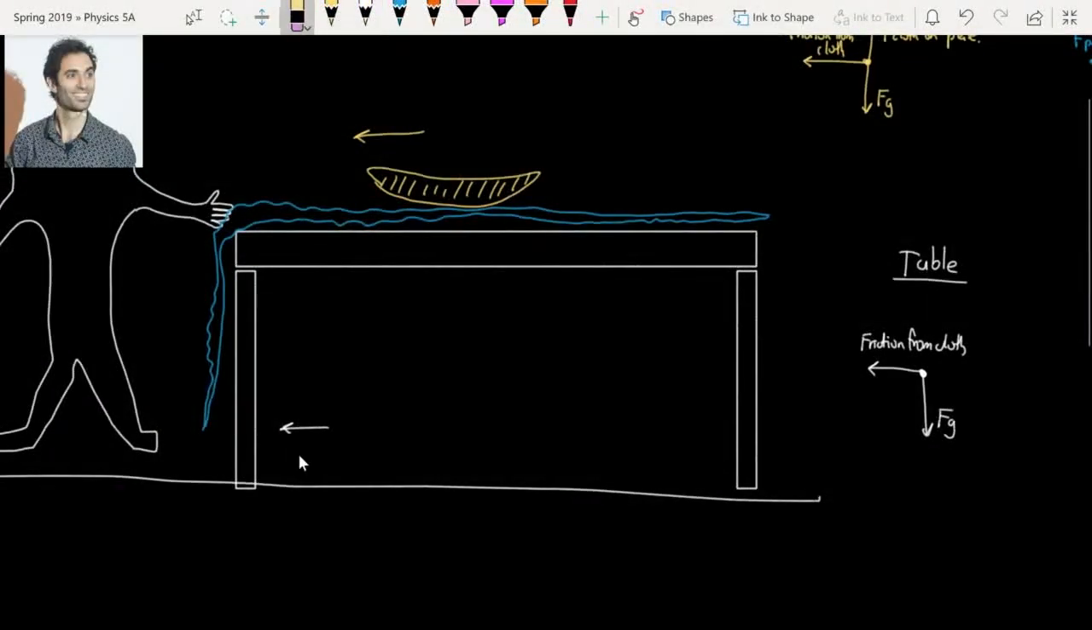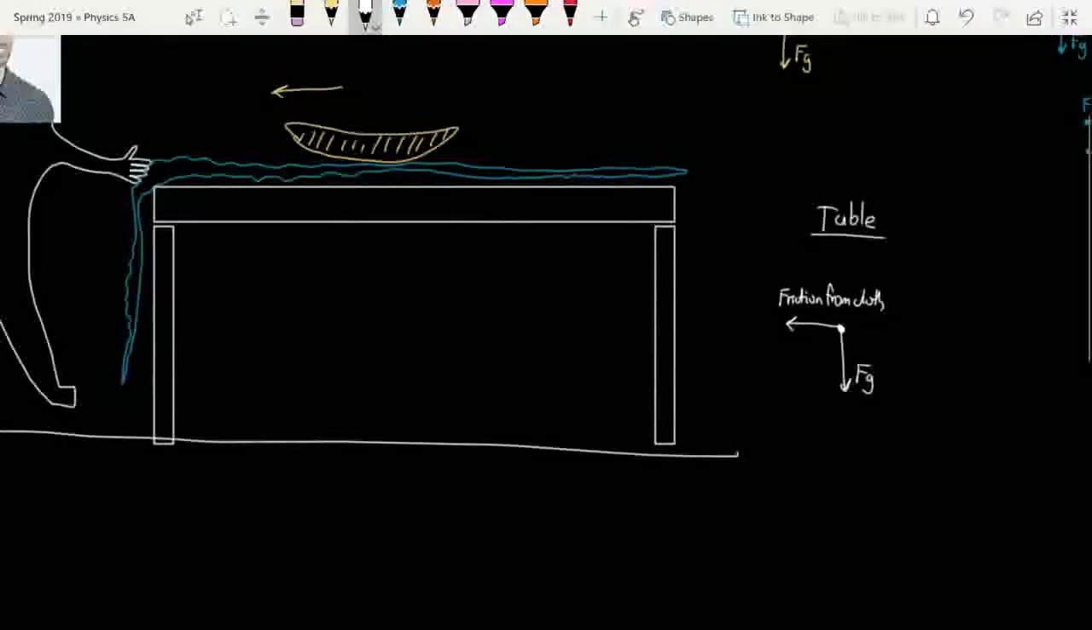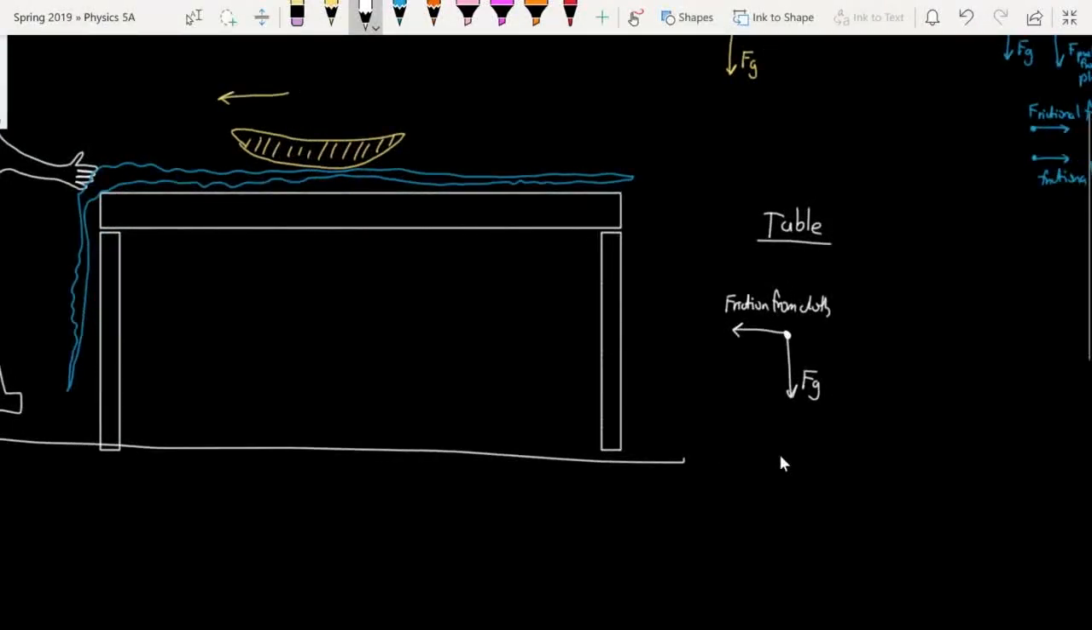I'm trying to erase. I'm still getting used to this app. But yeah, it would. This table would slide over to the left, and that's because there's some frictional force from the tablecloth onto the table that's going to the left. So I think that intuitive argument is probably the most convincing as to what's going on.